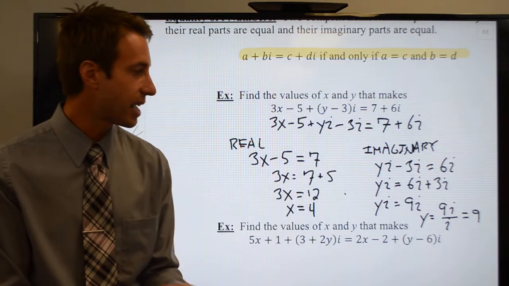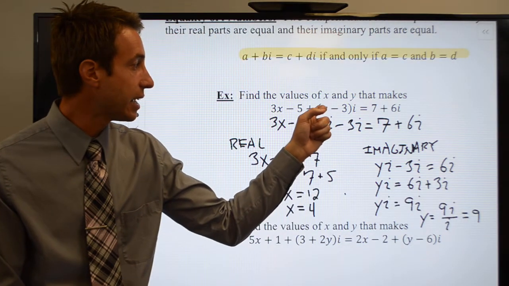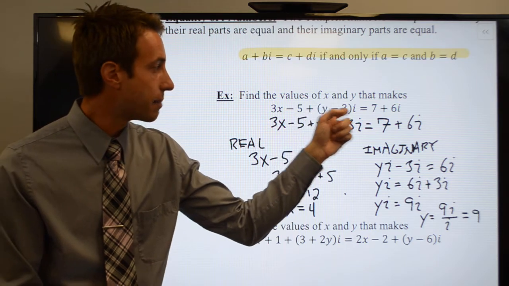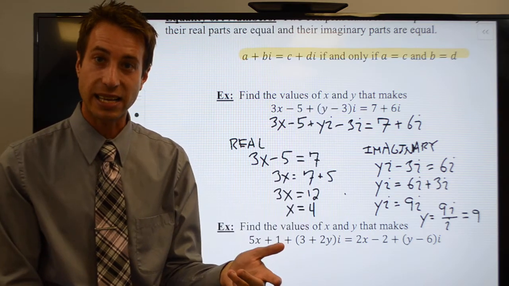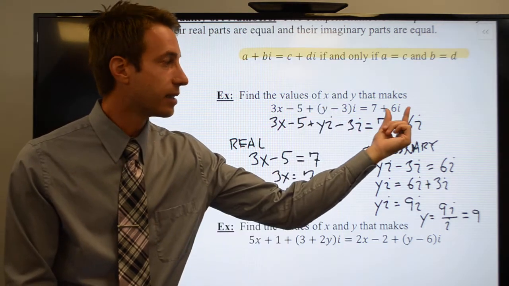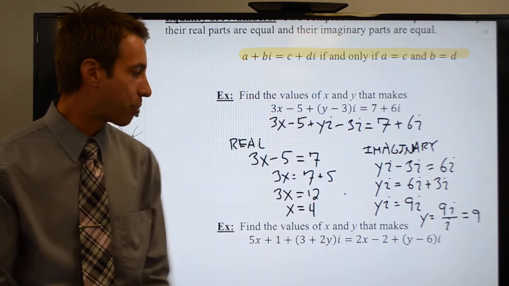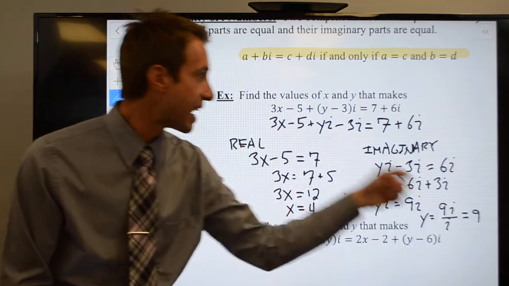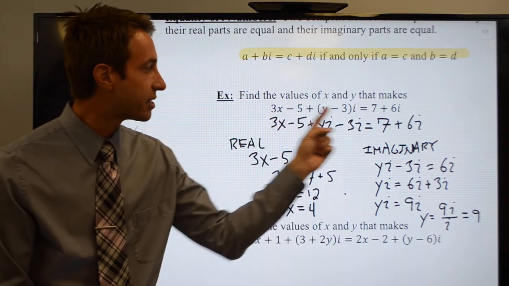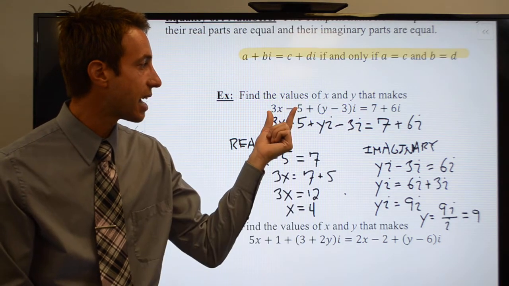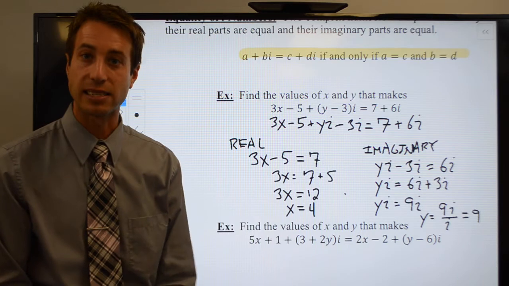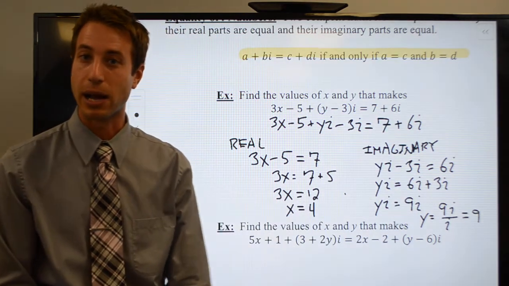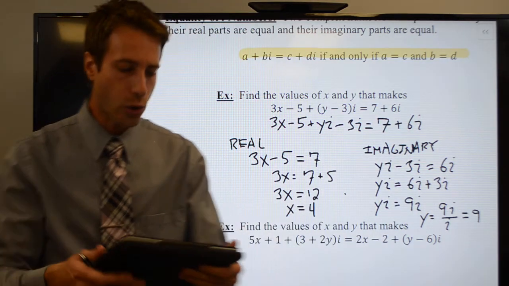And this should make sense. If I plug a 9 in for y, 9 minus 3 is 6, and 6 times i gets you 6i. So by plugging in a 4 for x and a 9 for y, this side of the equation becomes 7 plus 6i, which is exactly what I was given on the other side. Let's go ahead and try one more of these.